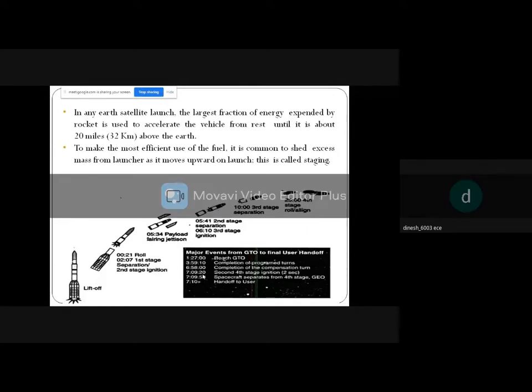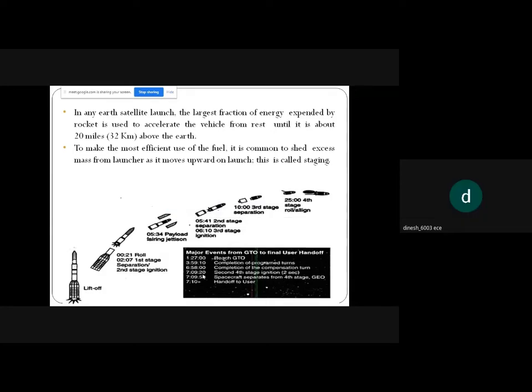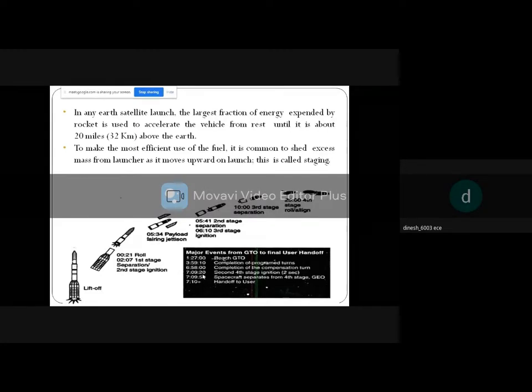After that, the spacecraft separates from the fourth stage, which has been placed in geo orbit. Then after 7 hours and 10 minutes or so, the satellite is handed over to the user. Whoever is using this satellite will use its access.